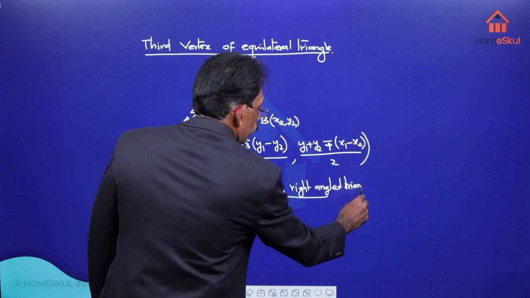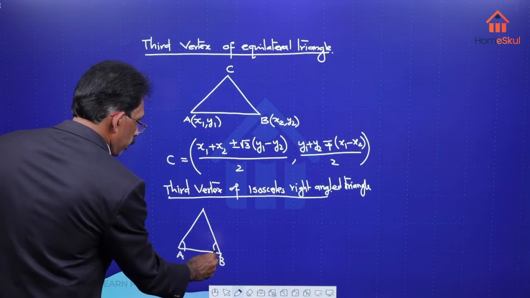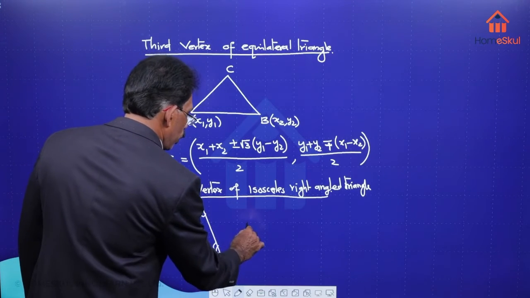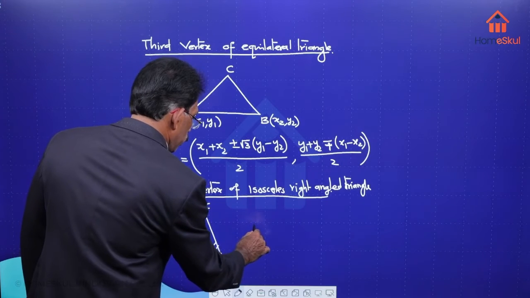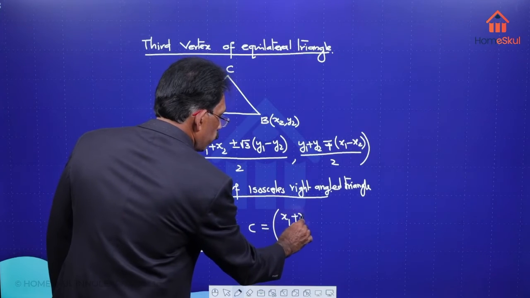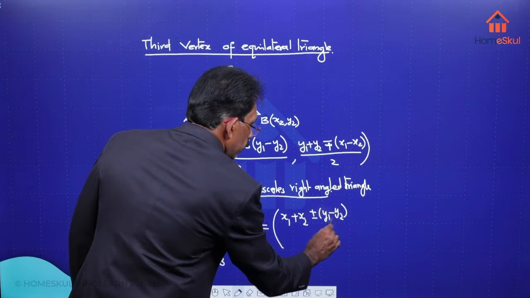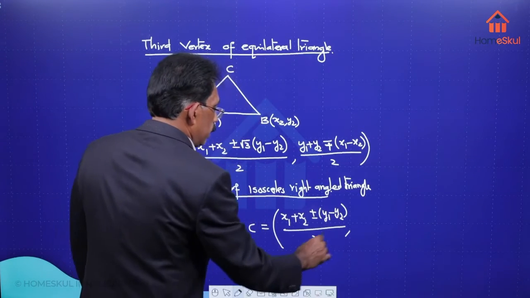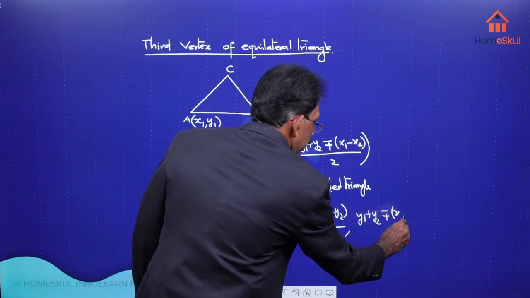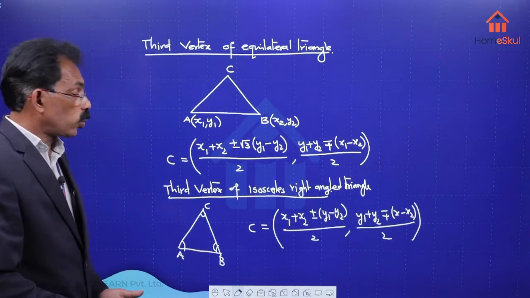Isn't it? Look, these two angles are the same, isosceles. This is 90 degrees. Look, the third vertex C is equal to what? x1 plus x2 plus or minus (y1 minus y2), divided by 2, y1 plus y2 minus or plus (x1 minus x2), divided by 2. This is the third vertex of the isosceles right angle triangle.